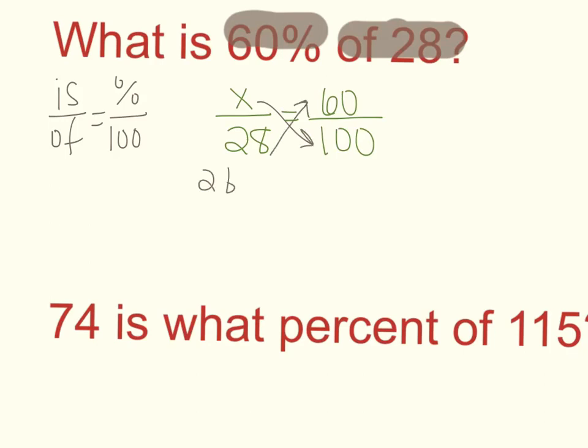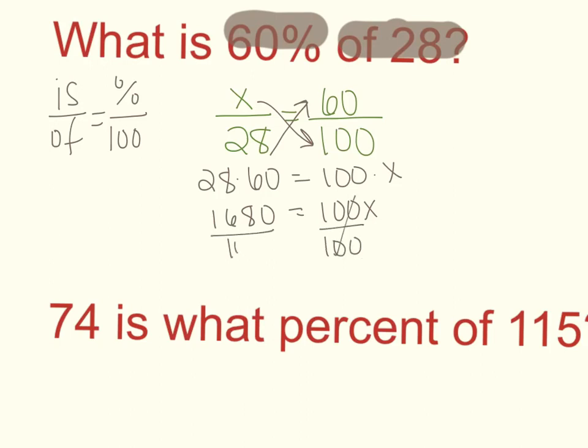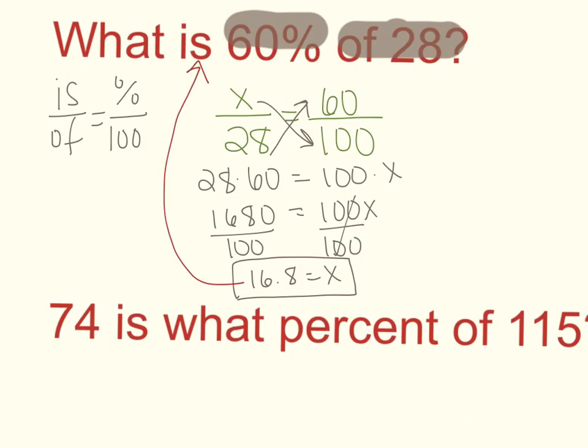So here we have 28 times 60 is equal to 100 times x. 28 times 60 is 1,680 is equal to 100x. Divide both sides by 100 so that we isolate our variable, and that's going to give us 16 and 8/10 is equal to x. This tells me that 16 and 8/10 is 60% of the number 28.